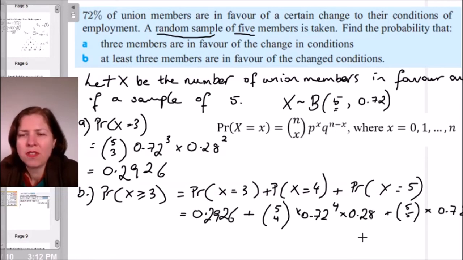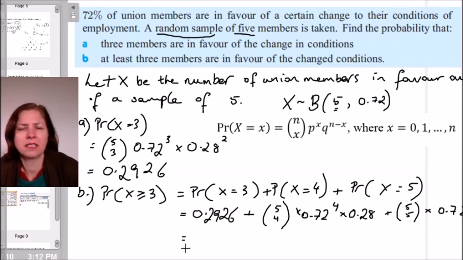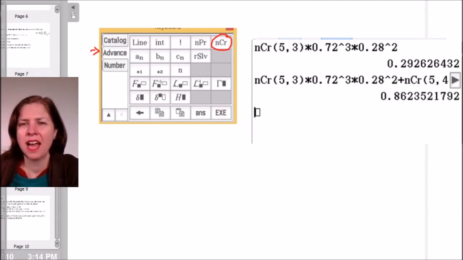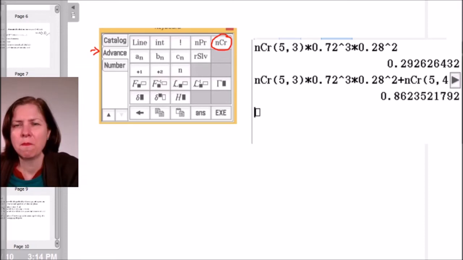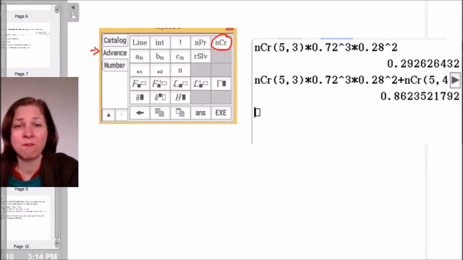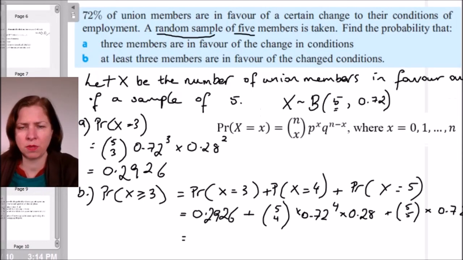Okay, so that's what I'm going to put into my CAS calculator, and let's go and have a look at that. So I jotted that into my CAS. You can't really see the whole thing, but I've just copied that down, and then I've simply changed the 3 to a 4, and I've gotten rid of the power of 2 in the second one and changed that to a 4. And in the third one, I just went plus 0.72 to the power of 5. And so I've got my answer, 0.8624, if I round it correctly. So 0.8624, let's put that in.